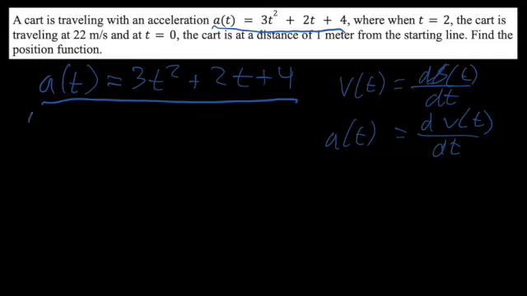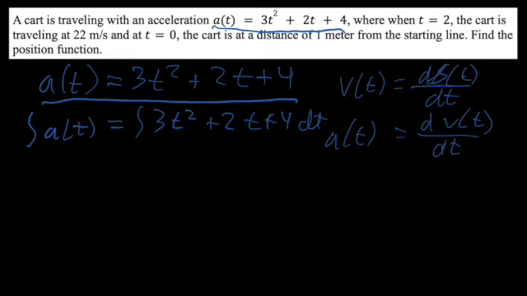So the integral of a of t, this is just an indefinite integral for now, equals the integral of 3t squared plus 2t plus 4 dt. We can use the power rule for all of these. The integral of a of t dt is the velocity, so we get t cubed plus t squared plus 4t plus a constant. We're going to call it constant 1 because there are constants that are going to appear later on.